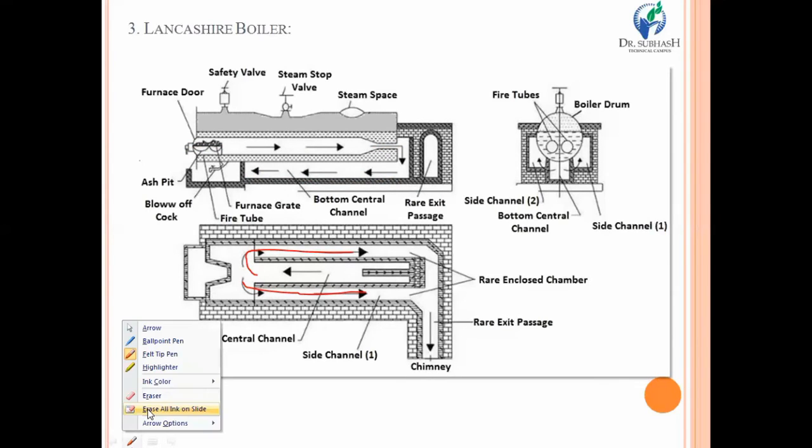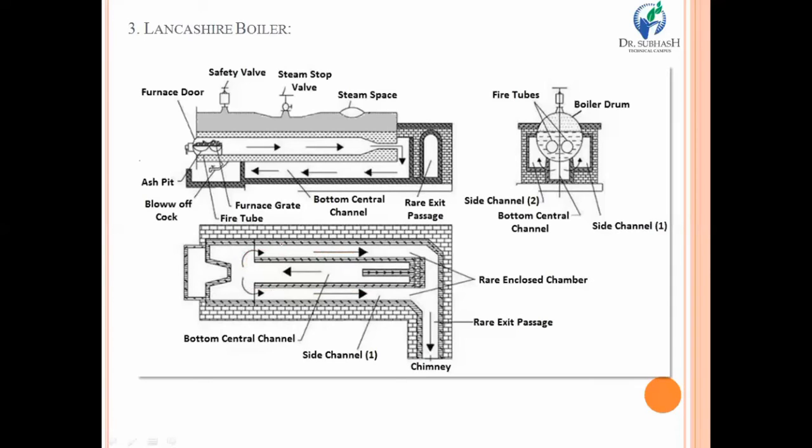So one may conclude that the flue gas is passing around the water present inside the boiler in three ways. One is centrally, that is the main flue. One is from the bottom side, that is the bottom flue, and the third channel through which the flue gases pass is known as the side flue. So ultimately, we can say that the water can absorb the heat present in the flue gases on three sides. That's why it is a very efficient boiler.